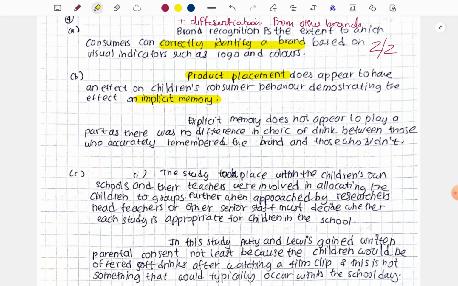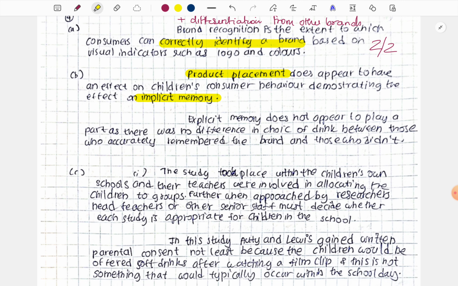When they have to make a choice, it just drives or motivates them to make that choice without their realization. So demonstrating the effect on implicit memory, something could be elaborated a little more, like which is not consciously used or which does not help to make a conscious choice, something like that. Okay, that could be mentioned.